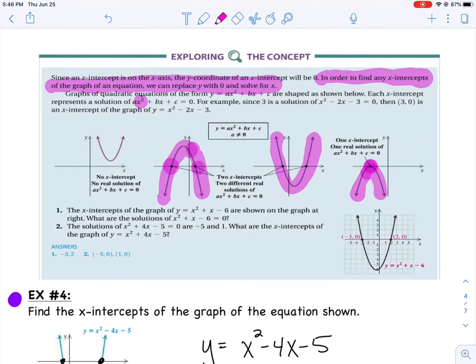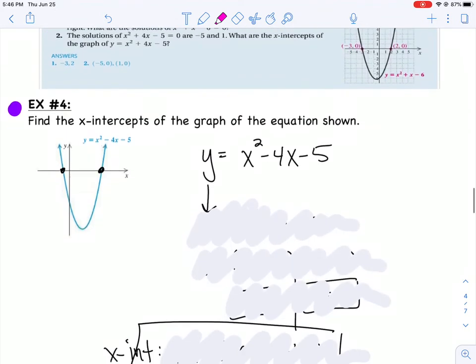Now, there are times where when we solve a quadratic, we don't quite get an answer, and so maybe that means it looks like this first one where we don't have any real solutions, where it doesn't touch the x-axis. It's still a quadratic, it still looks like a parabola, we just don't have any real solutions, real x equals answers. All right, let's look at an example.